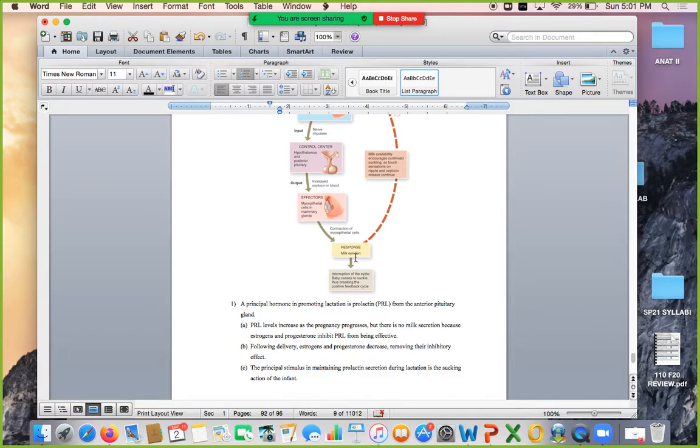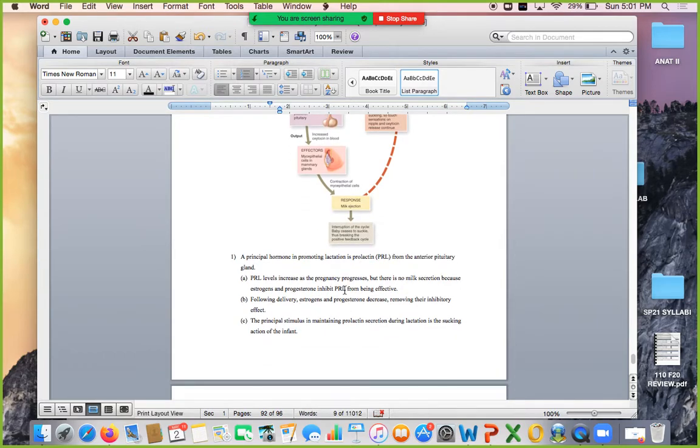This is called letdown. Milk availability is going to encourage continued suckling, so touch centers are going to release more, etc. So it's going to be a feed-forward mechanism until the baby either ceases to suckle or the milk has been entirely ejected, okay? So this is, again, a positive feedback loop. It's actually kind of unusual. I know we normally see negative feedback loops.